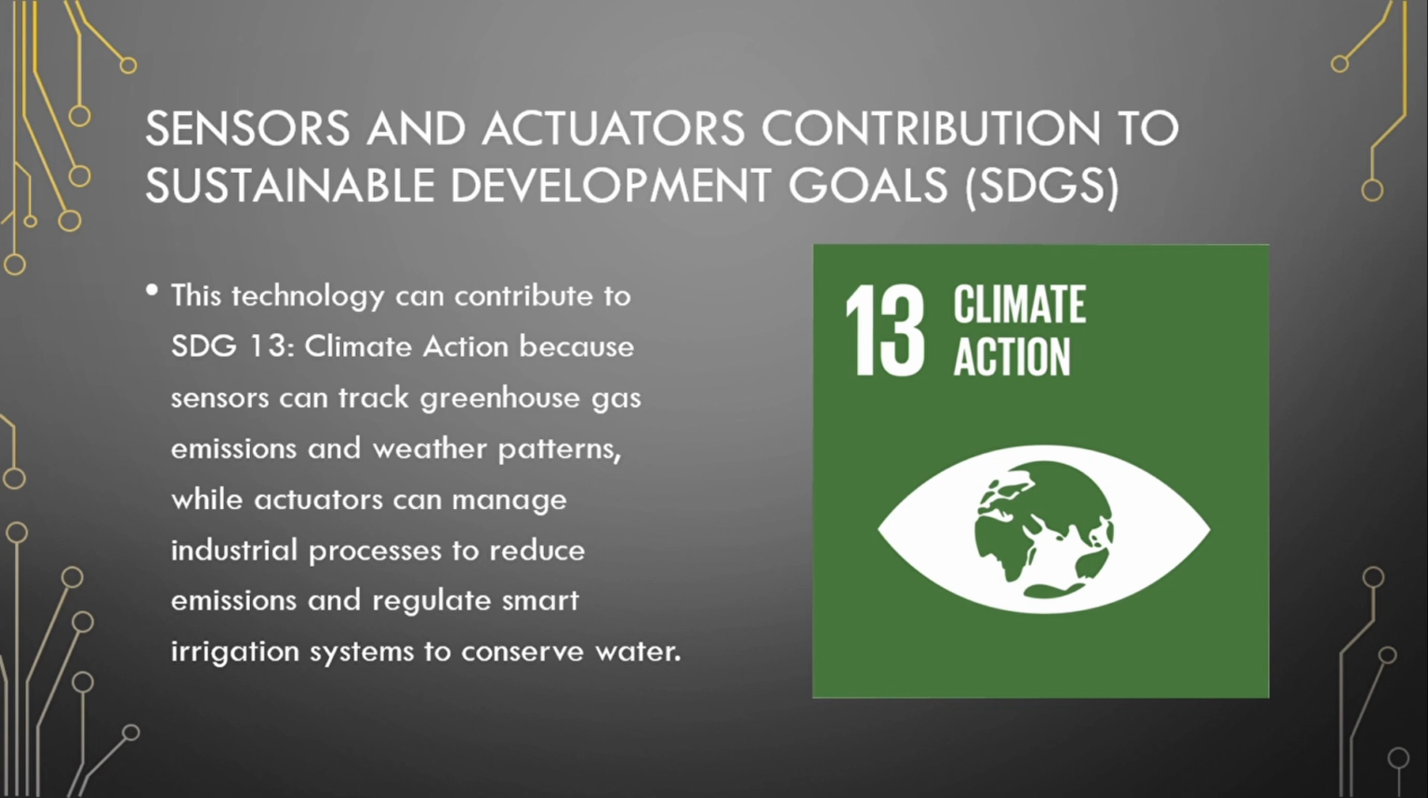As I have discussed earlier, there is a large variety of sensors available in the market. There are sensors that can track greenhouse gas emissions, including carbon dioxide emissions. And when they track the greenhouse gases, actuators produce a response. As I have said earlier, they can manage industrial processes to reduce emissions, regulate the emission of harmful gases, and regulate irrigation systems, so we can conserve water as well. All these actions can contribute to climate action, towards the conservation of our climate.